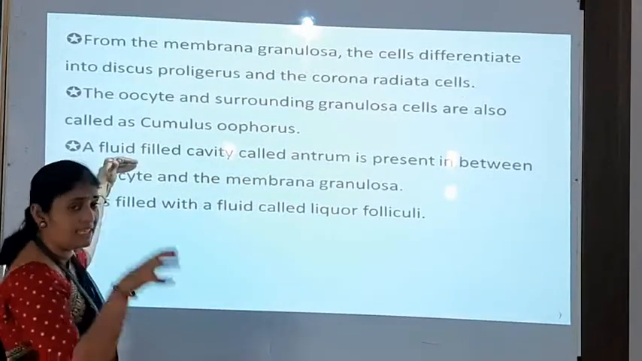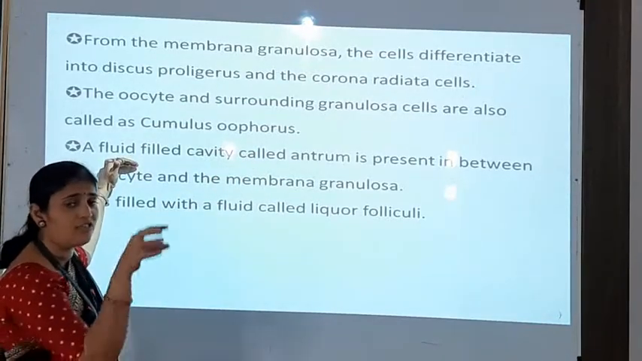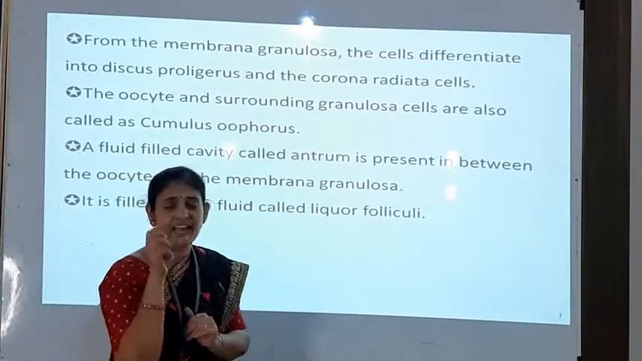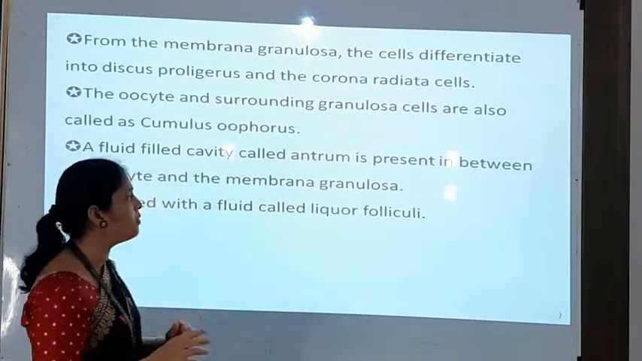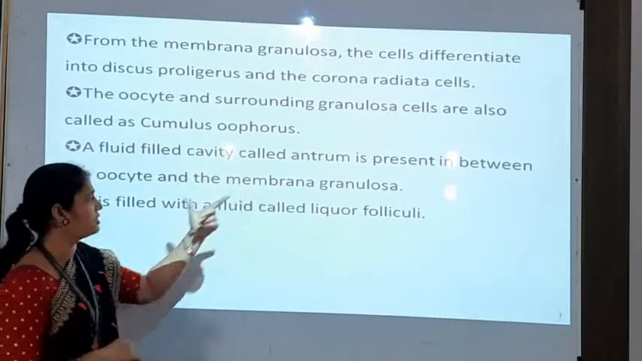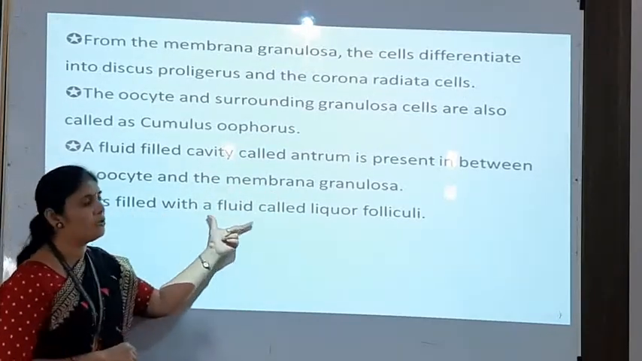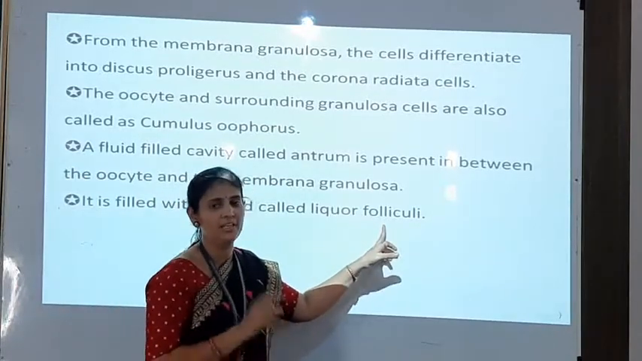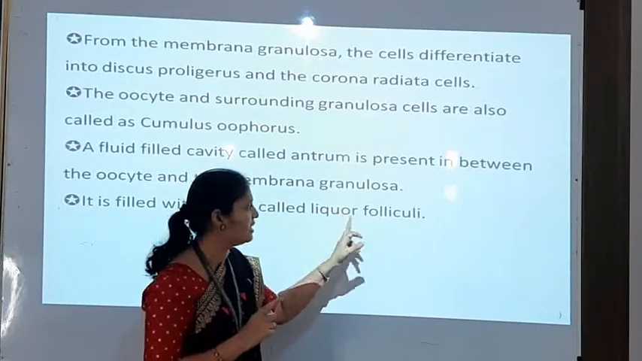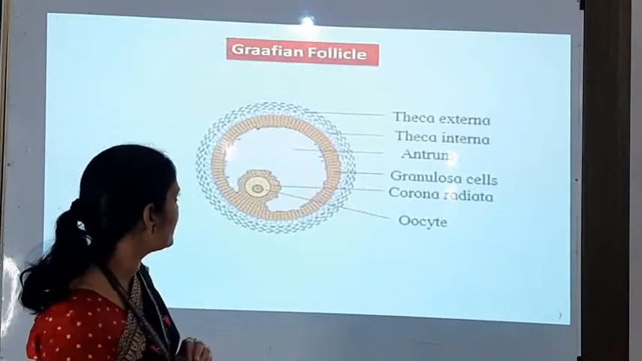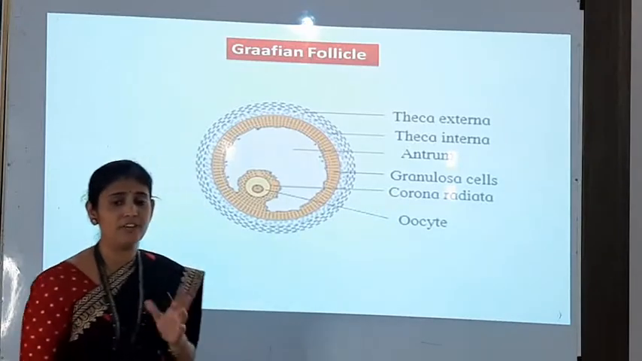Then in the Graafian follicle there is a fluid-filled cavity called the antrum, and that fluid is called the antral fluid, which is present between the oocyte and the membrana granulosa. The antral fluid is also called the liquor folliculi. Now we have to see the structure of the Graafian follicle in the diagram.